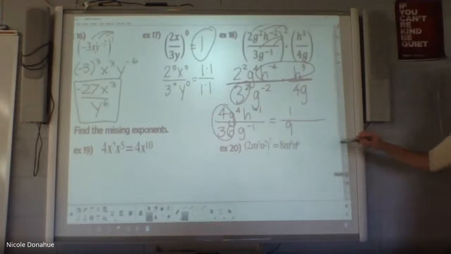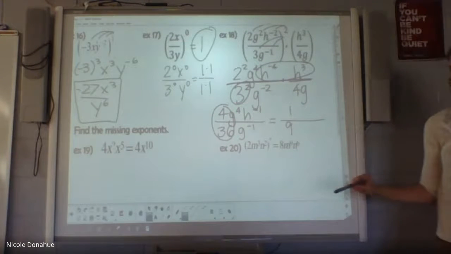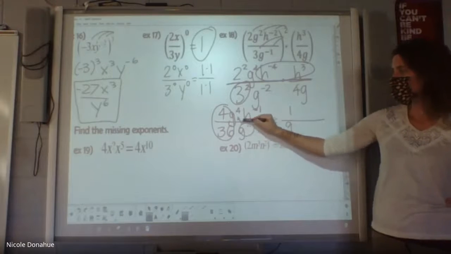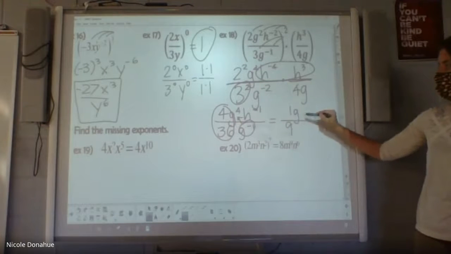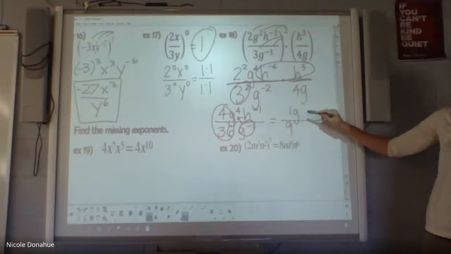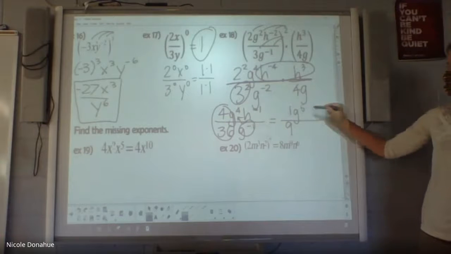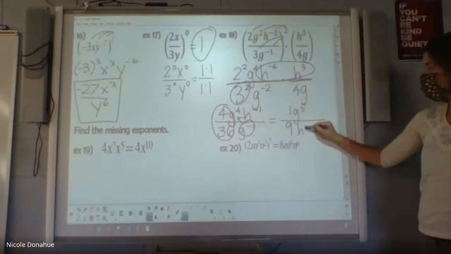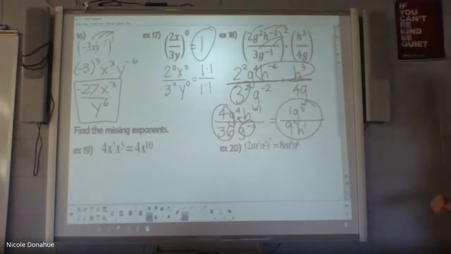How about the G? So this one's gonna go up. So I'm gonna have a G to the fourth and a G to the first, so G to the fifth on top. And then the H, H to the 1, that's gonna be on the bottom. Kind of a lot going on there. Okay.